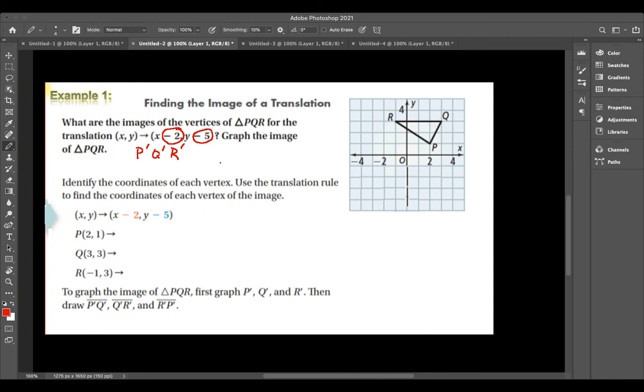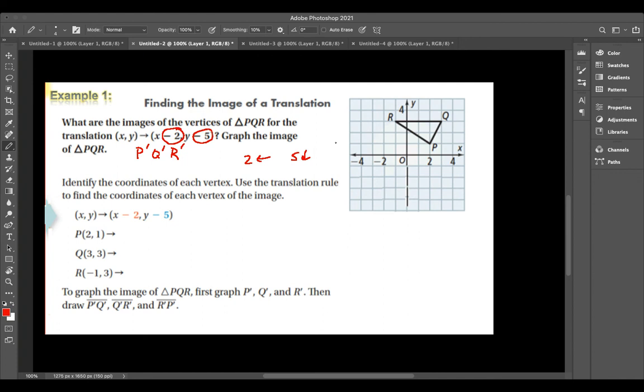The x is basically going to go 2 to the left, because it's -2. If we're on the x-axis, we're going to go -2, to the left. The other one says -5, so we're going to go 5 down. So wherever we're going, it's 2 to the left and 5 down.